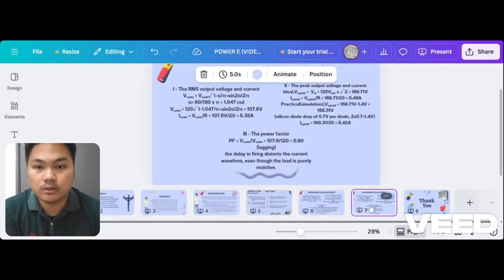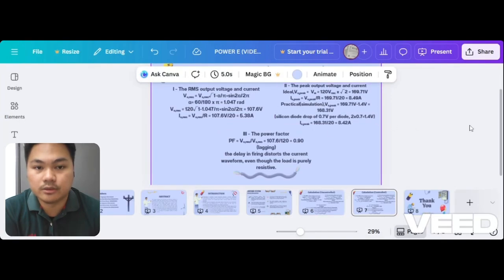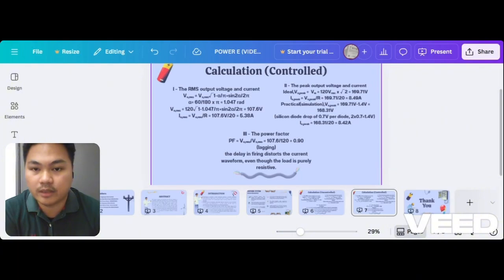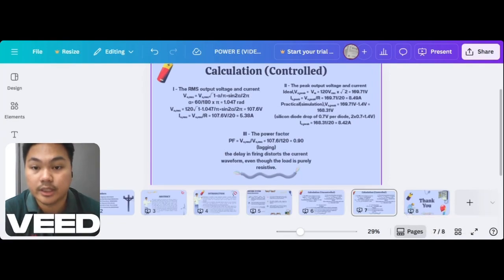So we continue with the calculation for the controlled rectifier. First, we calculate the RMS output voltage and current. So V naught RMS equals Vs RMS times the square root of 1 minus alpha over pi plus sine 2 alpha over 2 pi. The alpha given is 60 degrees. So we change from degrees to radians, which is 60 over 180 times pi, equal to 1.047 radian.